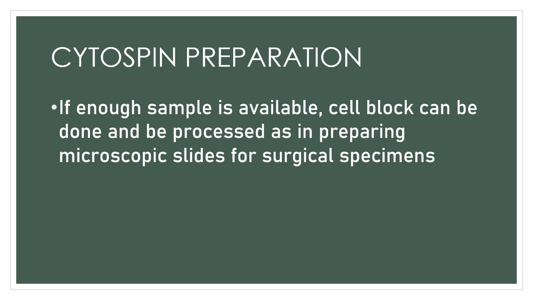You remove the filter paper, and then you make a cell block. Then you cut and stain. That is of course if you have excess sample. So that is for your cell block.